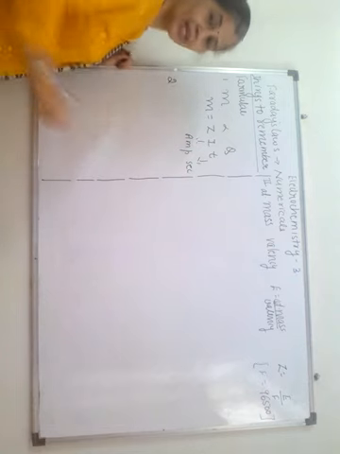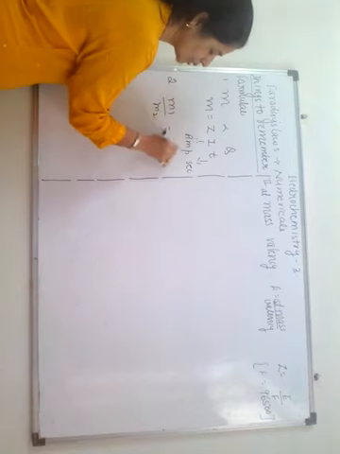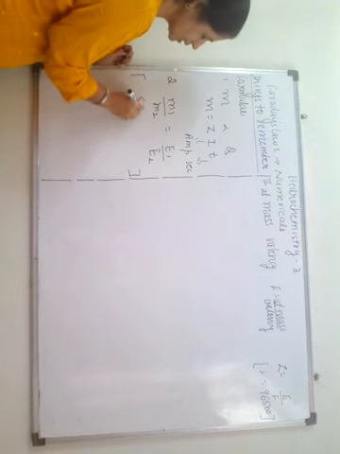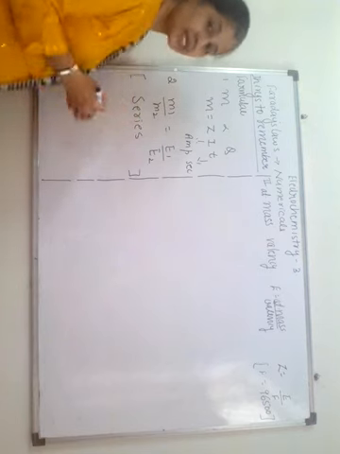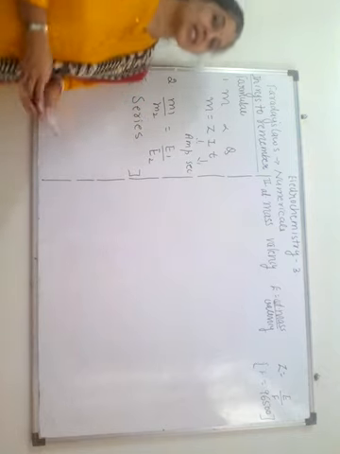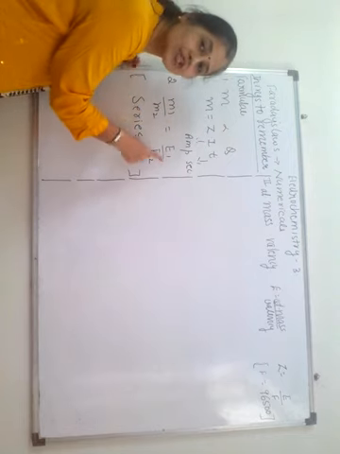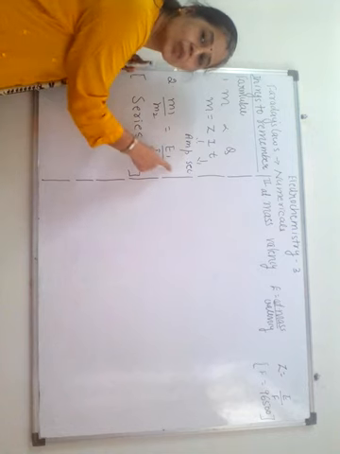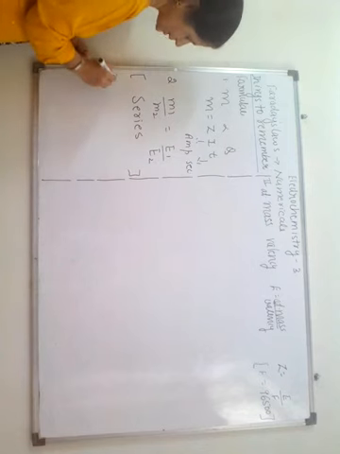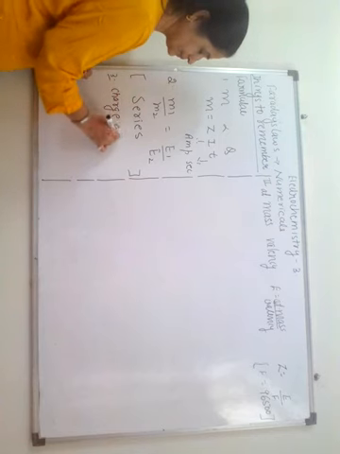Second, M1 upon M2 is equal to E1 upon E2. Now this is when the cells are connected in series. That means when we are passing the same charge across two electrolytic cells, then the masses deposited M1 and M2 are in the ratio of their equivalent masses E1 and E2. That is the second law.